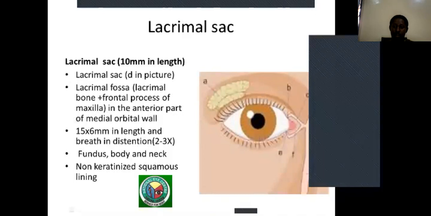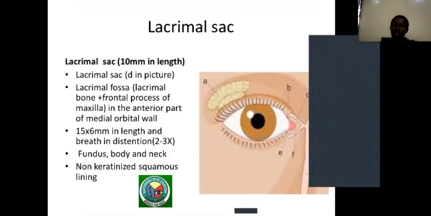Now, the lacrimal sac is 10 millimeters in length. It is this part, and it is located within the lacrimal fossa, which is made up of the lacrimal bone and the frontal process of the maxilla, in the anterior part of the medial orbital wall. When distended, it measures about 15 by 6 mm, which is about 2 to 3 times its normal size.